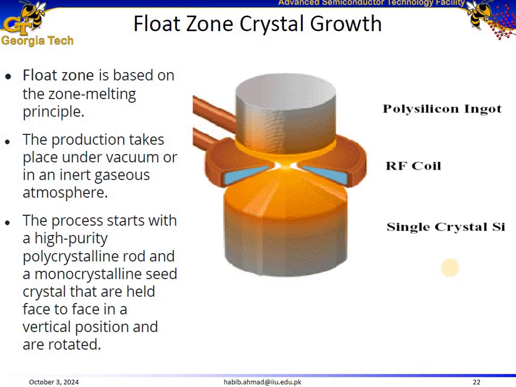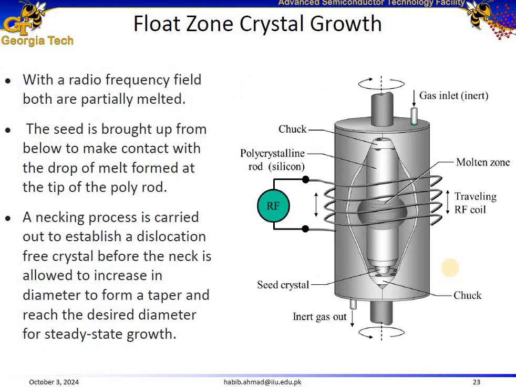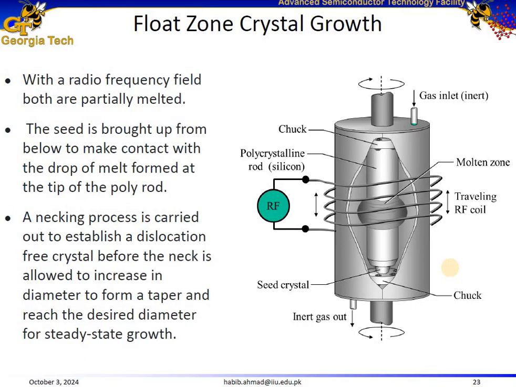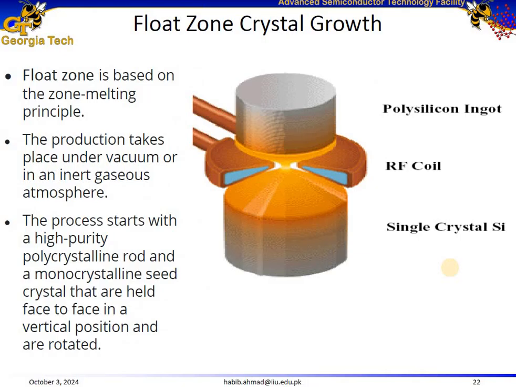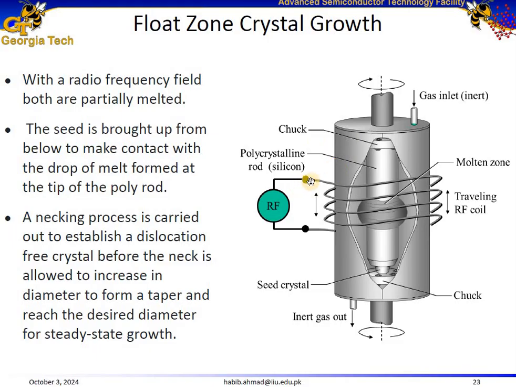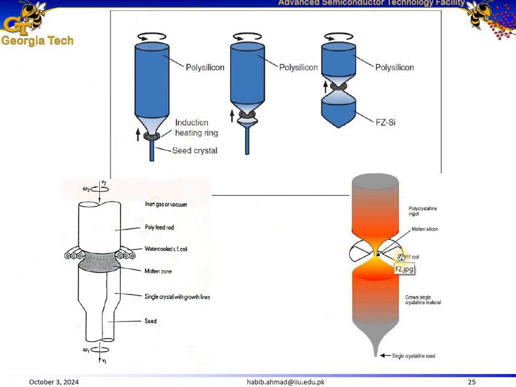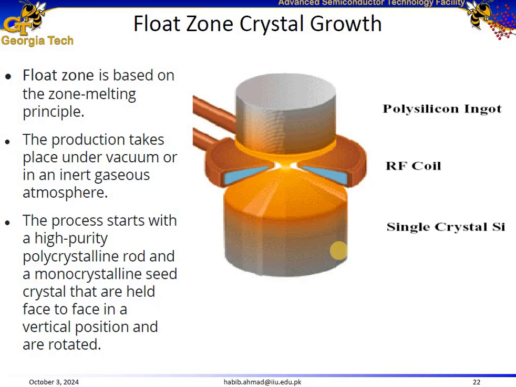Here is a representation of the float zone technique. In fact, I've added different figures so that you can have a better intuition about the process. In the float zone technique, we have a radio frequency field. In another picture, you can see the radio frequency field represented here as well, and you can see the RF coil here. The core principle of float zone growth involves traveling of this radio frequency coil, which generates a magnetic field, and this heats a specific zone of the polycrystalline silicon rod, creating a molten zone.